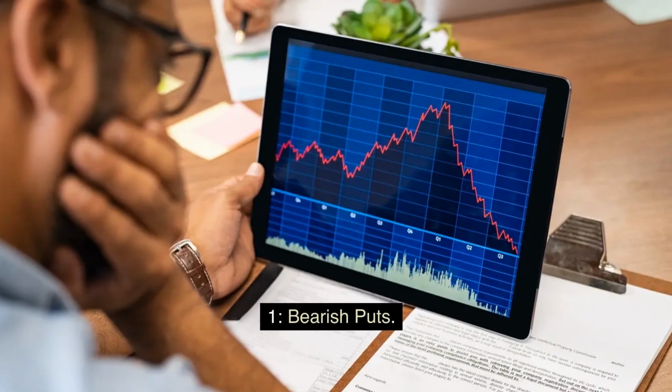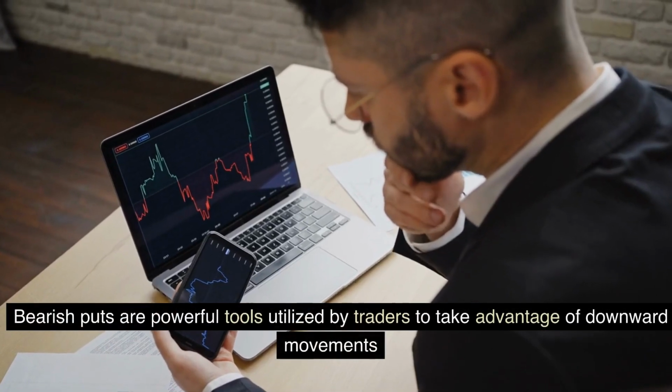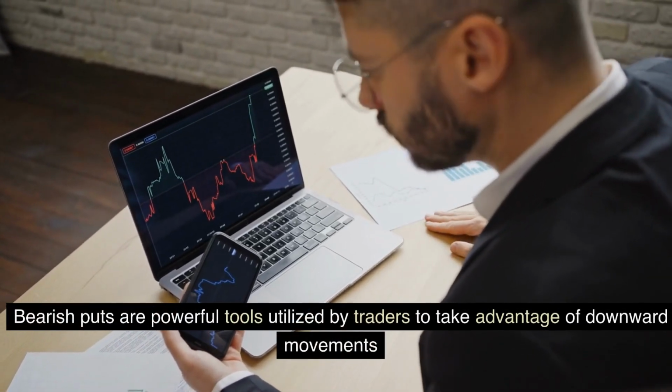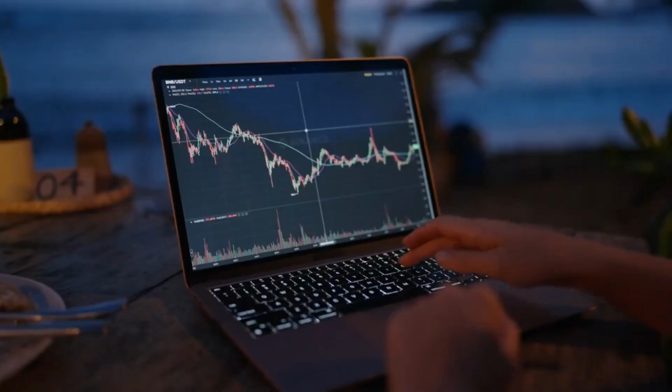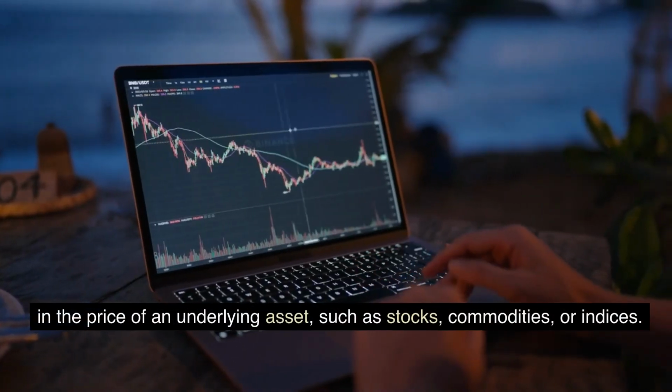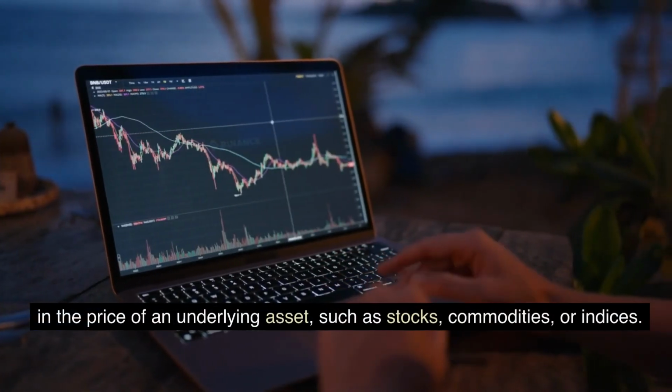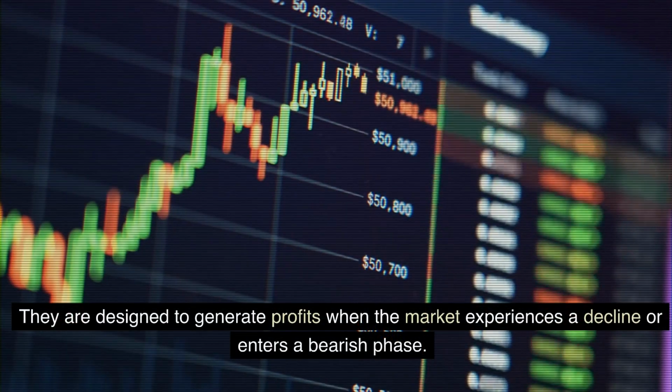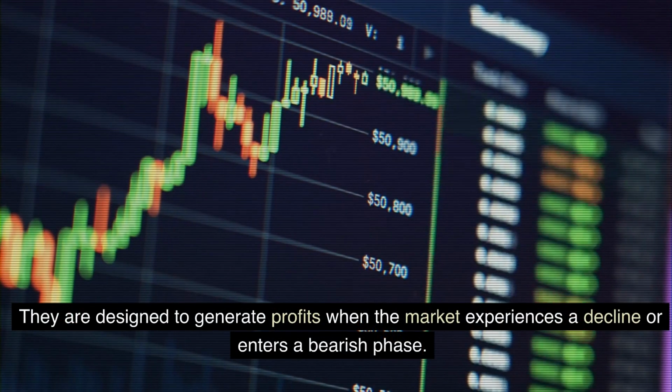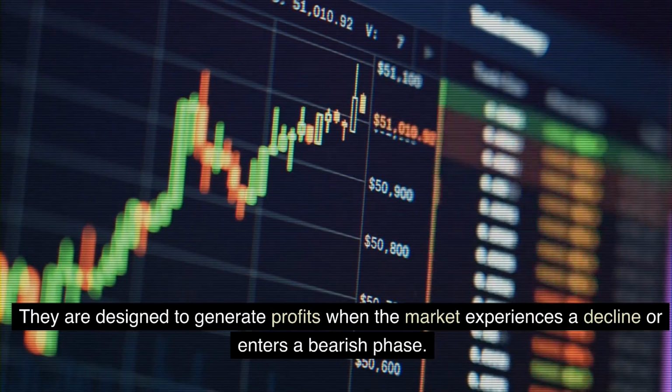1. Bearish puts. Bearish puts are powerful tools utilized by traders to take advantage of downward movements in the price of an underlying asset, such as stocks, commodities, or indices. They are designed to generate profits when the market experiences a decline or enters a bearish phase.